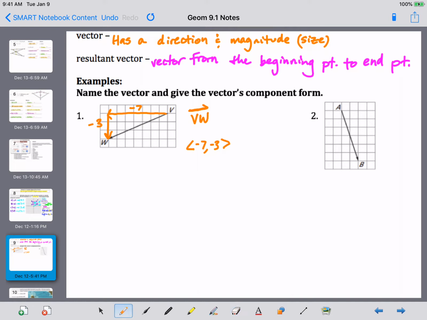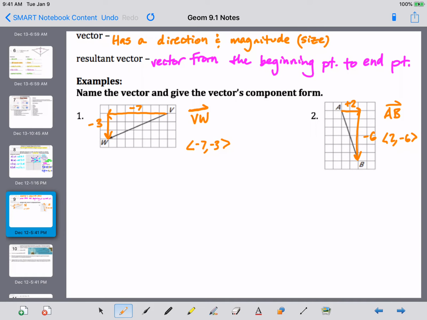Okay, let's try another one here. Notice we start at A and then go to B. So this would be vector AB. And we go right 2, so this would be a positive 2. And we go down 6, so that would be a negative 6. So the vector would be <2, -6>. All right, so those are a couple ways of naming vectors and the component form.